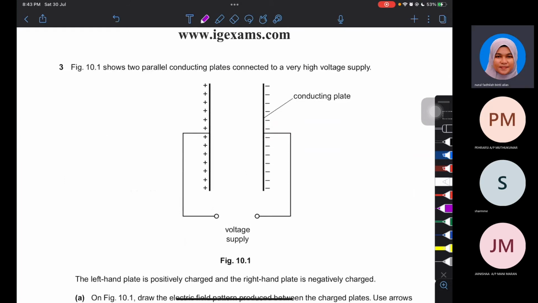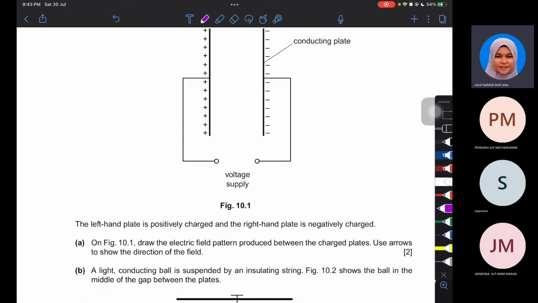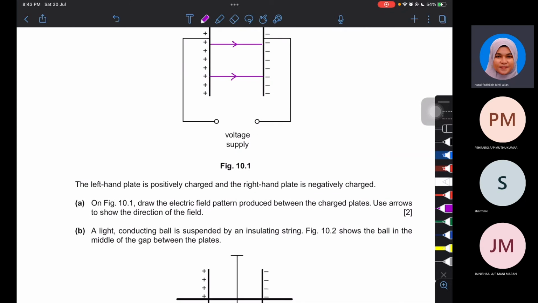Boleh? Shows two parallel conducting plates connected to a very high voltage supply. A left hand plate is positively charged. Dah tunjuk dah. And right hand plate is negatively charged. On figure 10.1, draw the electric field pattern produced between the charged plates. Use arrows to show. So, sama je jawapan dengan soalan tadi. Jadi, macam biasa, kita lukislah 1, 2, 3, arah ke arah. Okay, yang ni macam tak berapa betul ni. Kita nak lebih kurang sama je. Positive to negative. Positive outward, negative inward.